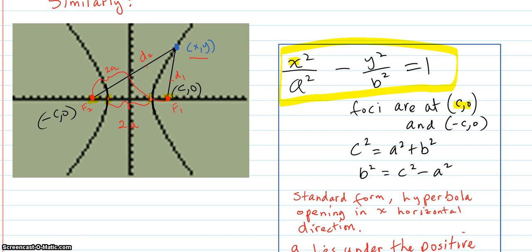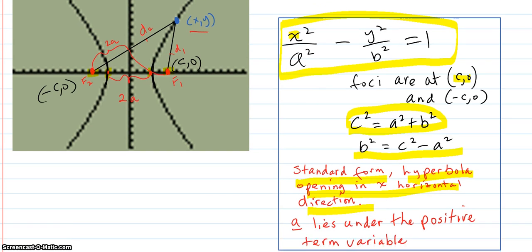and c squared is still a squared plus b squared. B squared is c squared minus a squared in the derivation. So this is a standard form of the hyperbola opening in the x horizontal direction. A lies under the positive term variable.